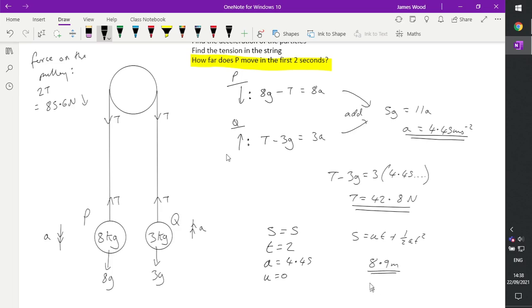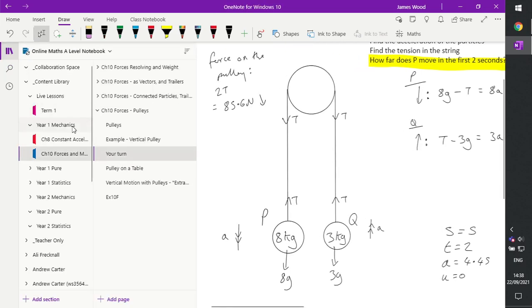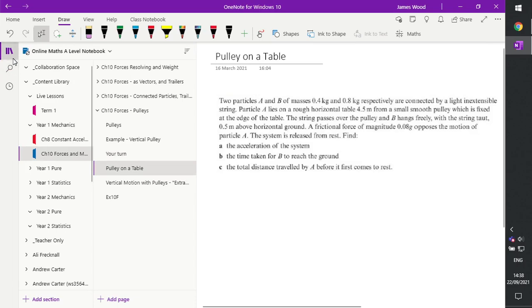That's quite common as well, that they link these into SUVAT questions because we've now got an acceleration, so they can start asking you questions about that.